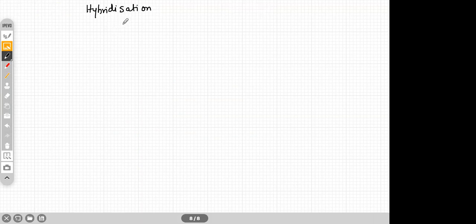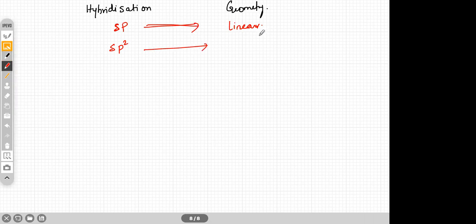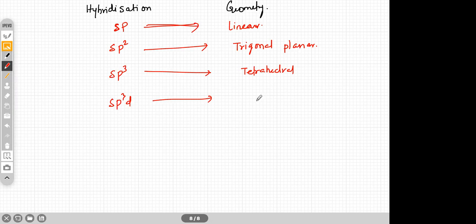So if hybridization is sp, then the geometry is linear. If hybridization is sp2, then geometry is trigonal planar. If hybridization is sp3, geometry is tetrahedral. If hybridization is sp3d, it is TBP, trigonal bipyramidal.